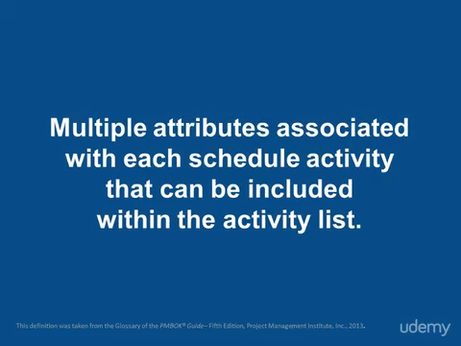We're moving on to the activity attributes, which the PMBOK guide defines as multiple attributes associated with each schedule activity that can be included within the activity list. Activity attributes include activity codes, predecessor activities, successor activities, logical relationships, leads, lags, resource requirements, imposed dates, constraints, and assumptions.